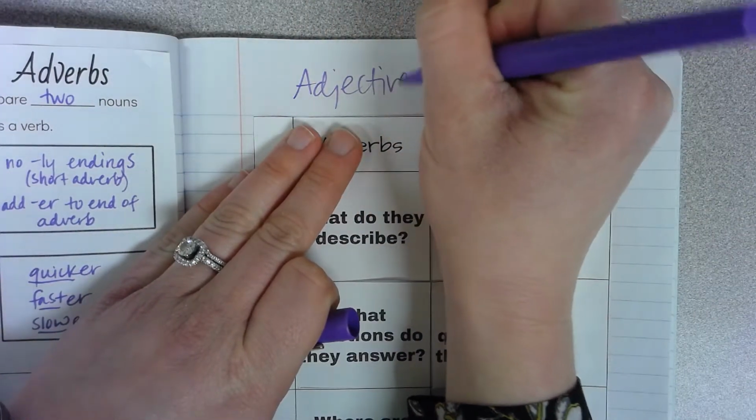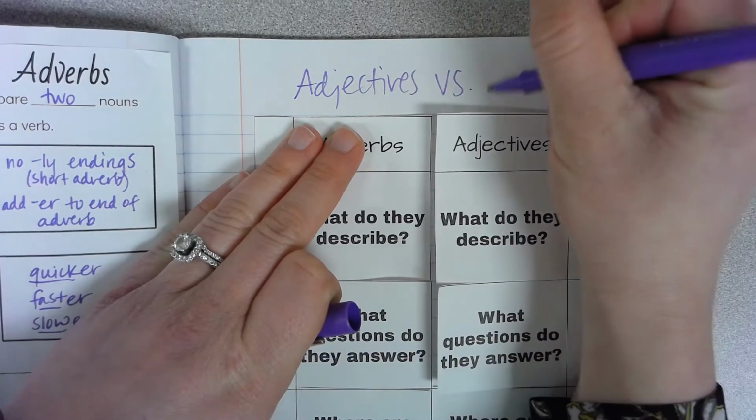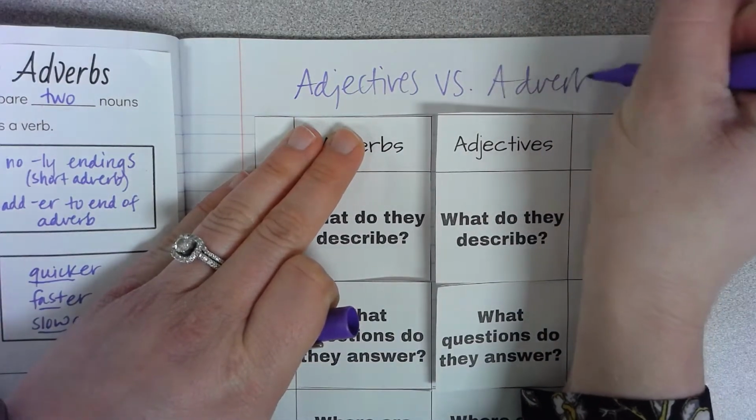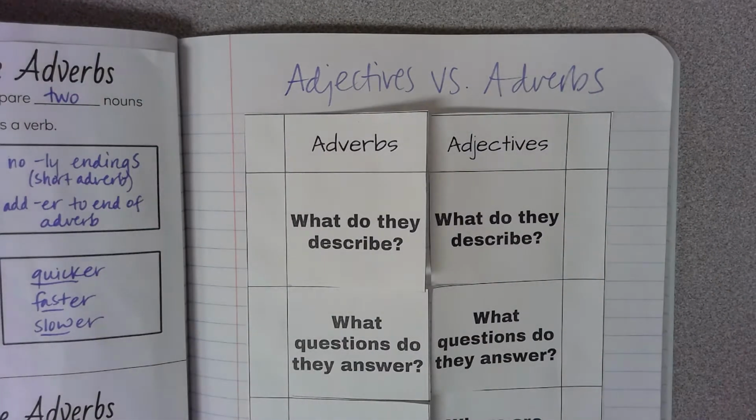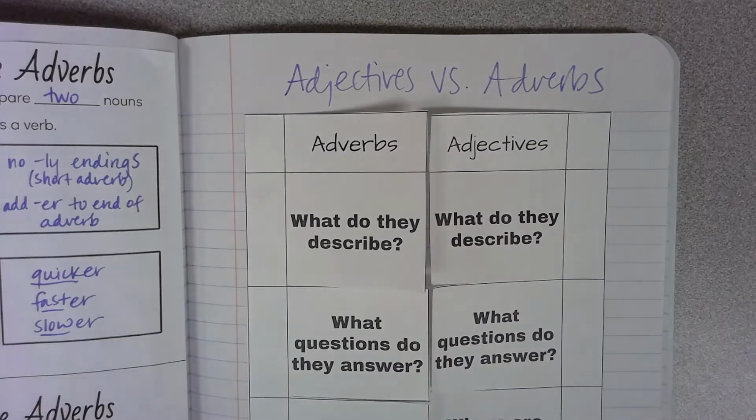Adjectives versus adverbs. I guess it doesn't matter which one you choose first. Sometimes it's really tricky to determine whether we need to use an adjective or an adverb, or whether what's being used is an adjective or an adverb in each example. So we're going to look at adverbs first, since we're kind of in that unit right now.